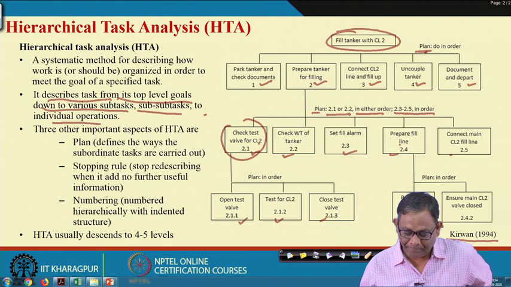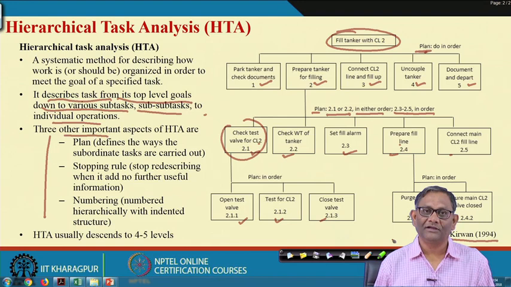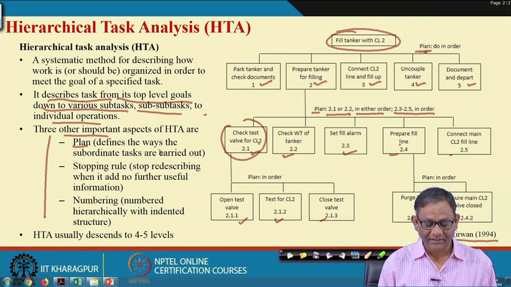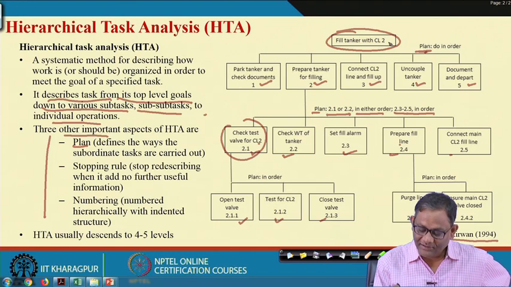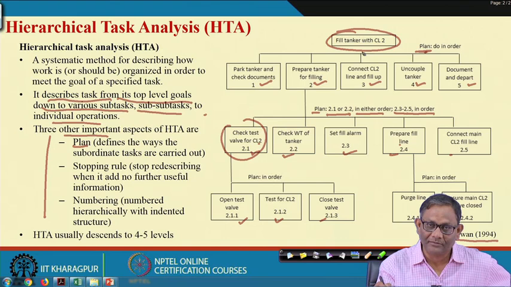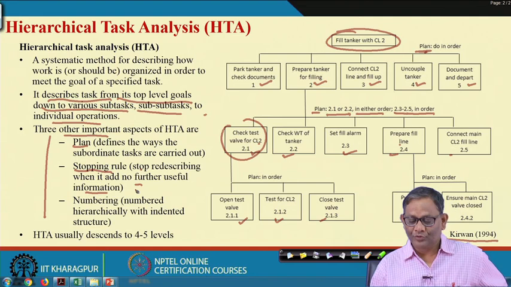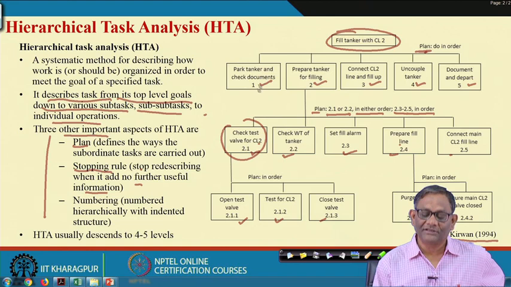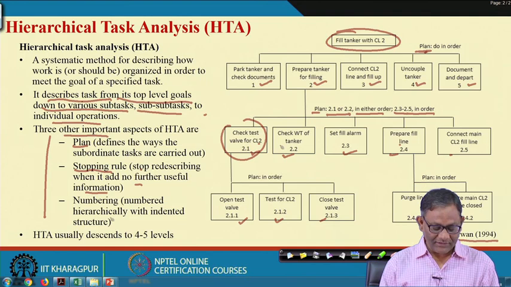So, this one, if you clearly observe, there are three important aspects. First one is that goal to the individual operation level. The other important aspects: one is plan, which defines the ways subordinate tasks are carried out. So, if I say fill tanker with Cl2 is the primary main task, then plan how the subordinate tasks will be carried out to do this main task. Then there is the stopping rule: stop redescribing when it adds no further useful information. So, you should not ask, for 'park tanker and check documents', is further decomposition required? It does not require it, so you do not do this. Where you find that yes, it requires further redescribing because it adds value in the operation, then you go on doing it. And the third one is numbering.